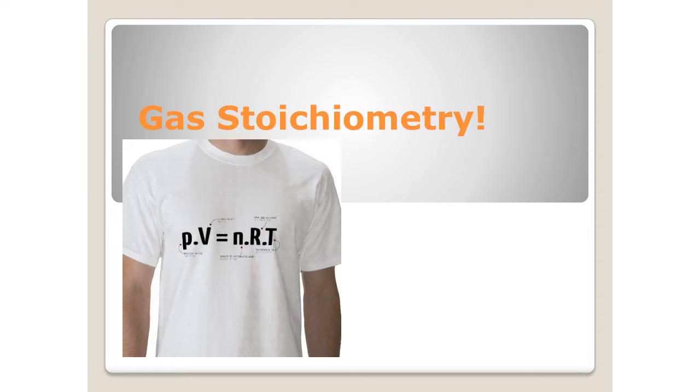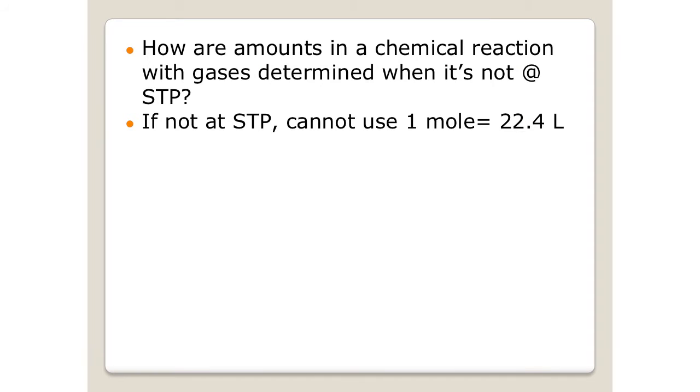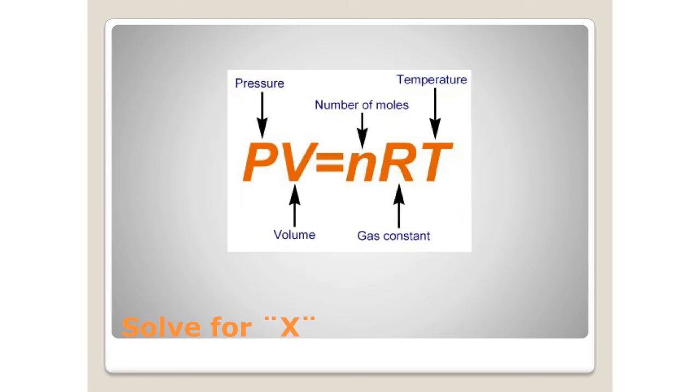Okay, here we go. We're going to do some gas stoichiometry. In our last two lessons ago, we learned about how you can use molar volume to go between moles and volume if you are at STP. However, it's not always going to be 0 degrees Celsius and 1 atmosphere of pressure. So there's lots of times where we can't use STP. So that's what we're going to be looking at today. How do we do stoichiometry when we're not at STP?